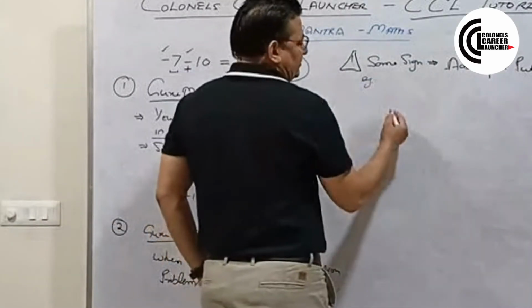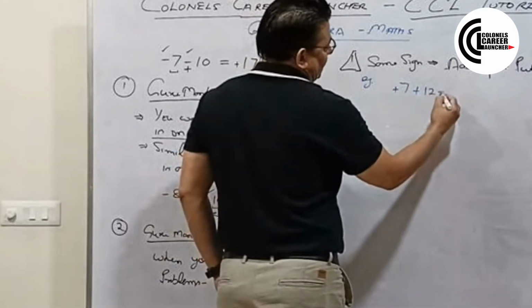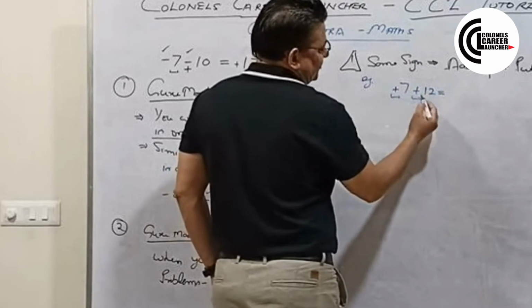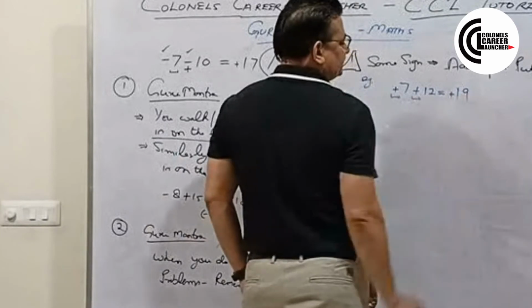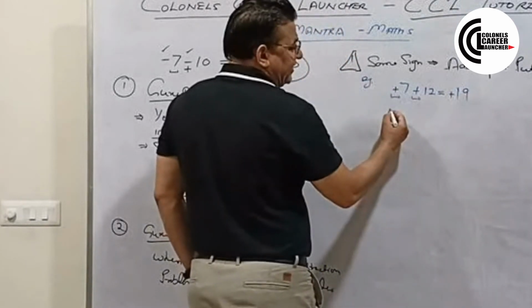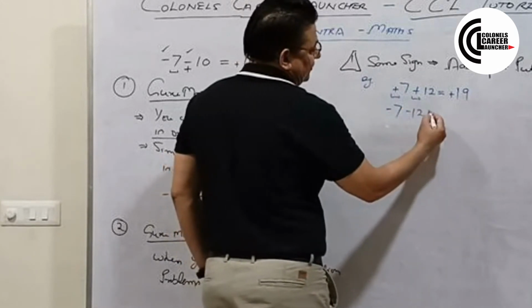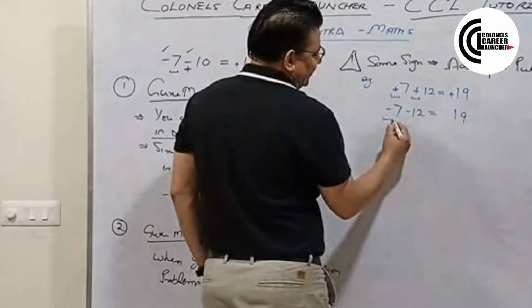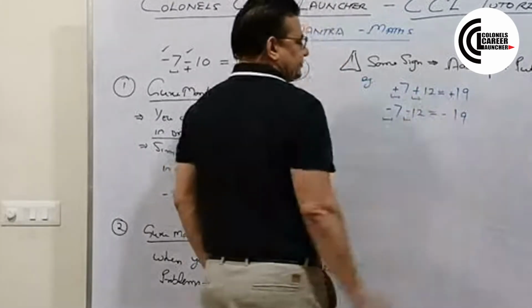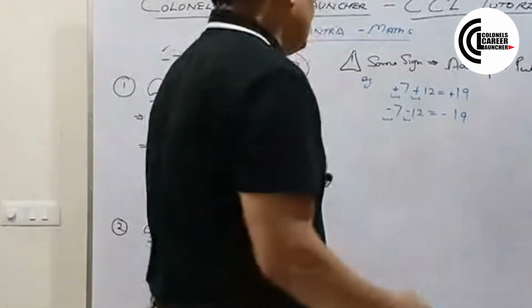So, for example, somebody has given me 7, that is plus, and plus 12. This sign is plus, this sign is plus. So I'll simply add the numbers. It will become 19 and I'll put the common sign. What about negative numbers? Let's say I have minus 7 and minus 12. So yes, I'll add up the numbers. It will become 19, but I'll put the common sign. And what is the common sign? Negative sign.